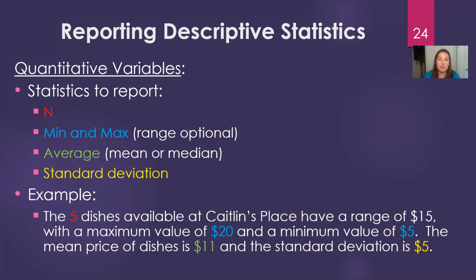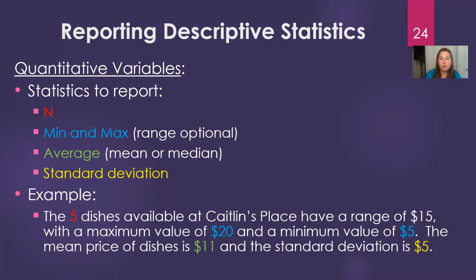There are 4 statistics that you're reporting for an interval level variable. The n, how many values or cases there are, the min and the max. The min is the lowest value, the max is the highest value, as well as the range if you want to. Range is optional, right? If the reader has the min and the max, it's easy for them to calculate the range on their own. Then you're also reporting the average, either the mean or the median. If you have no outliers, then you report the mean. If you have outliers, then you report the median, as well as then the last one on dispersion is standard deviation.